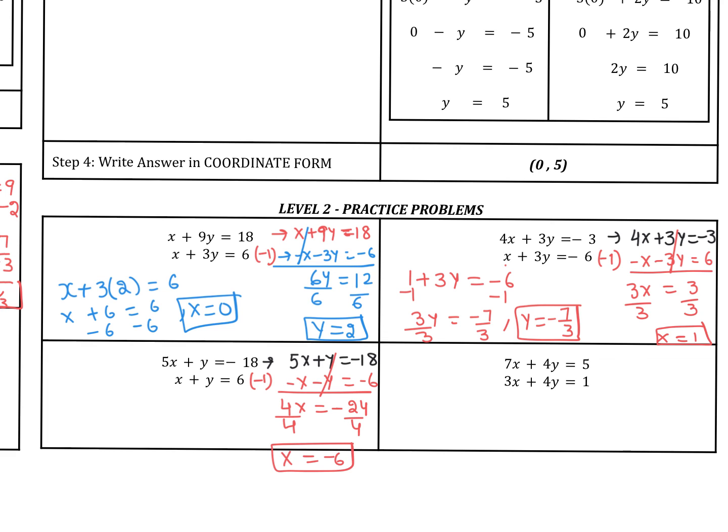You're using x equals negative 6 in the second equation. So plus 6 on both sides. Y equals 12.